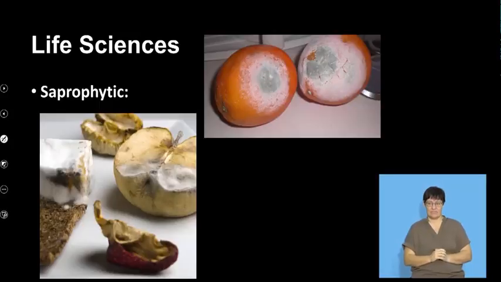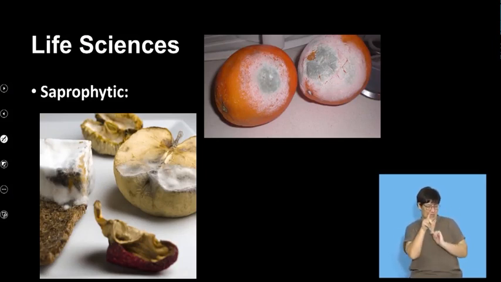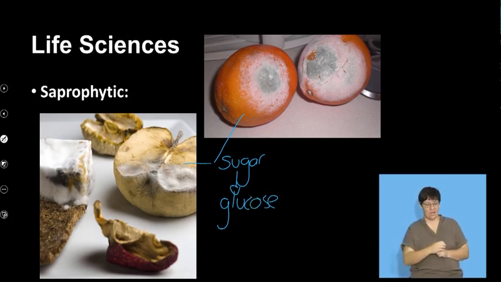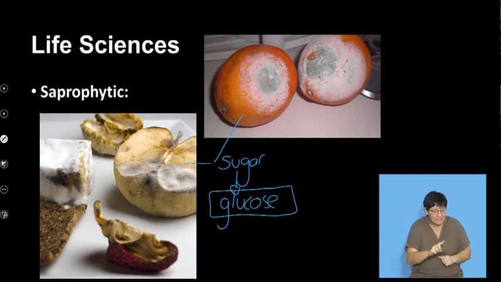Okay, guys, so let me show you what I mean by saprophytic. If you have a look at the pictures that I've chosen, right? They are feeding off, they want the food. What's in an apple? What's in an orange? Sugar, right? What is sugar? It is glucose. And what do all living things need? Glucose, because they need it for energy, right?